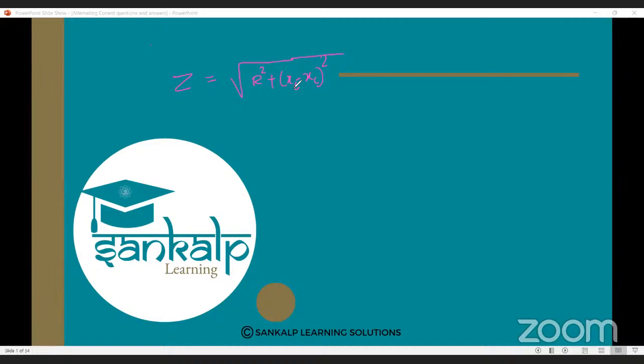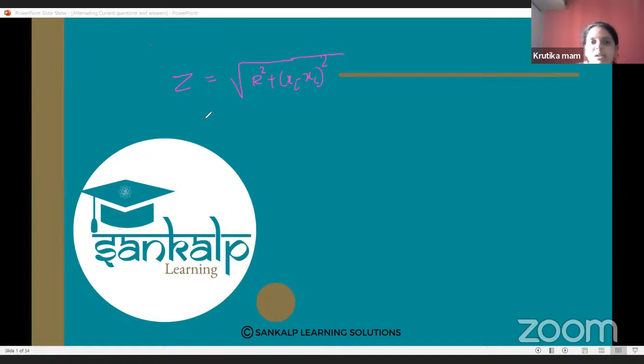R square plus XL minus XC whole square. So this is called as what? Impedance, we say. So Z is nothing but impedance. So in your circuit, when you have all the three, like inductor, capacitor and resistor, all the three gadgets, the opposition offered for the current is called as what? We call it impedance. So that is given by Z is equal to.